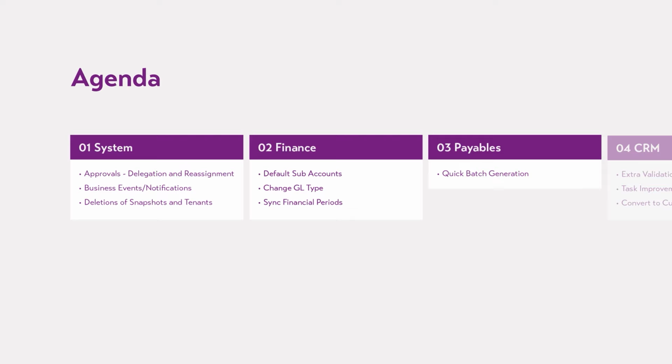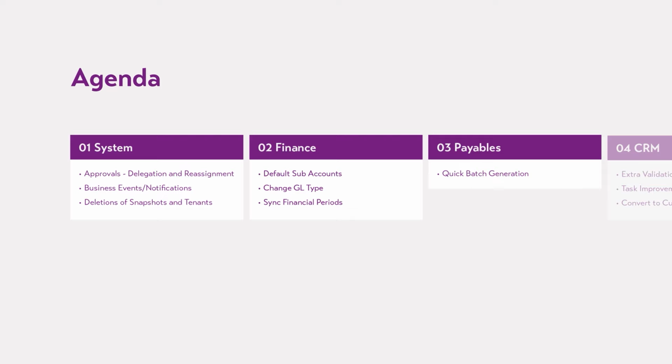We'll then look at finance and in particular the default sub-accounts and how those can be set up. And in terms of the GL codes, we now have the ability to change GL codes in the chart of accounts, and I'm just going to go through the methods of doing that. And then I'll just talk briefly on how we can now sync financial periods for inactive or new companies.